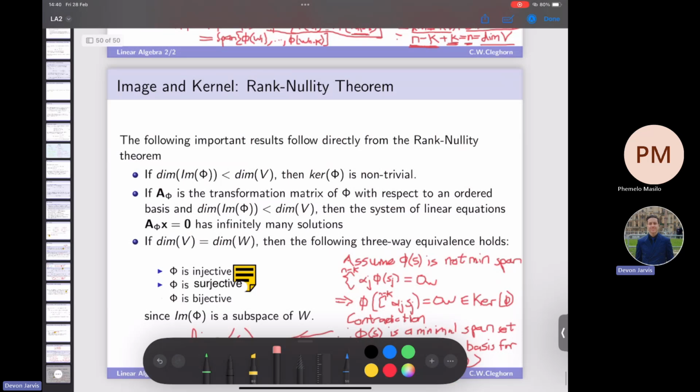Okay, so the following important results follow directly from the rank nullity theorem. The dimension of your image must always be less than or equal to the original space's dimension. If it's less, then there is a non-trivial kernel. If they are equal, then your mapping is invertible and your null space is just the 0 vector. If your mapping is the transformation matrix of phi with respect to an ordered basis, and the dimension of your image is less than the original space, then the system of linear equations has infinitely many solutions.